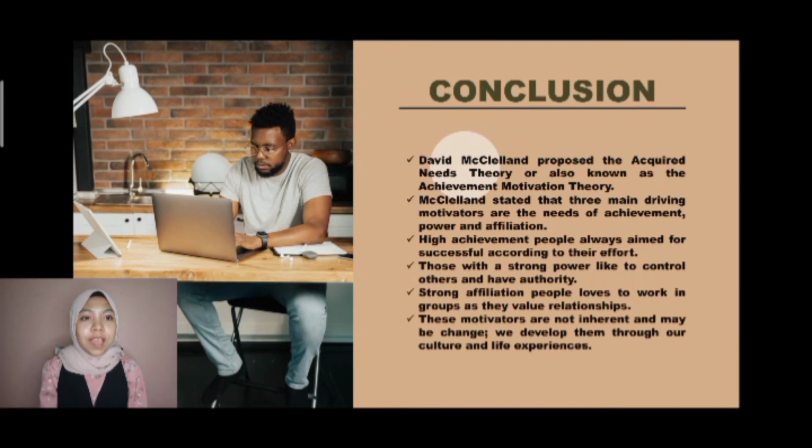In conclusion, David McClelland proposed the acquired needs theory, also known as the achievement motivation theory. McClelland stated that the three main driving motivators are the need for achievement, the need for power, and the need for affiliation. High achievement people always aim for success according to their effort. Those with a strong need for power like to control others and have authority. Strong affiliation people love to work in groups as they value relationships very much. And these motivators are not inherent and may be changed. We develop them through our culture and our life experience.